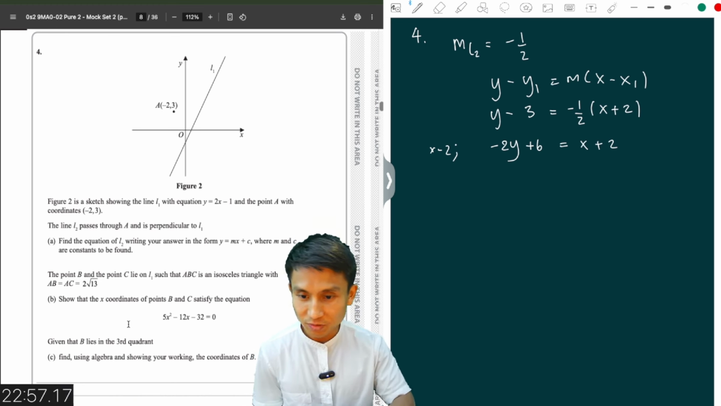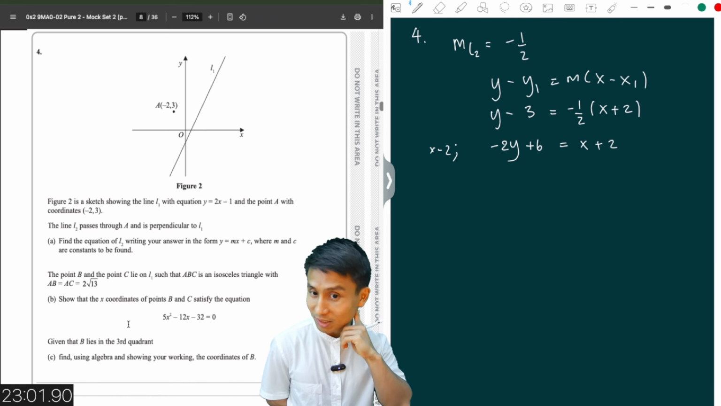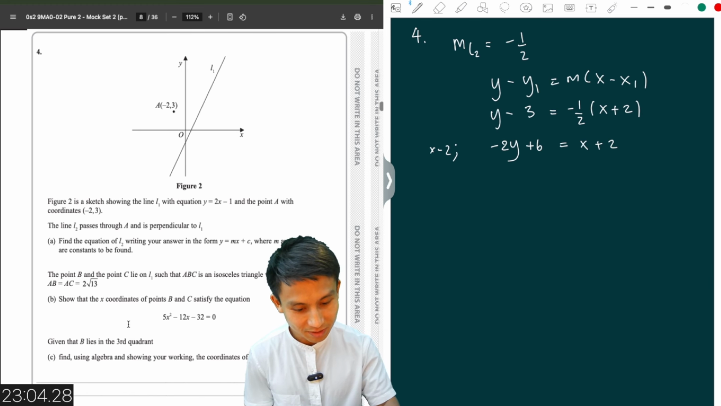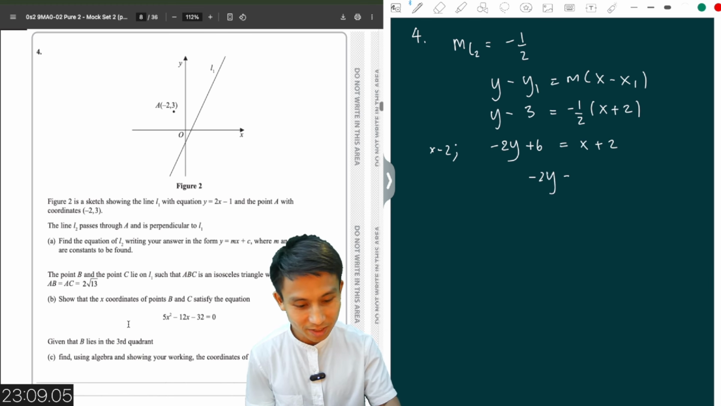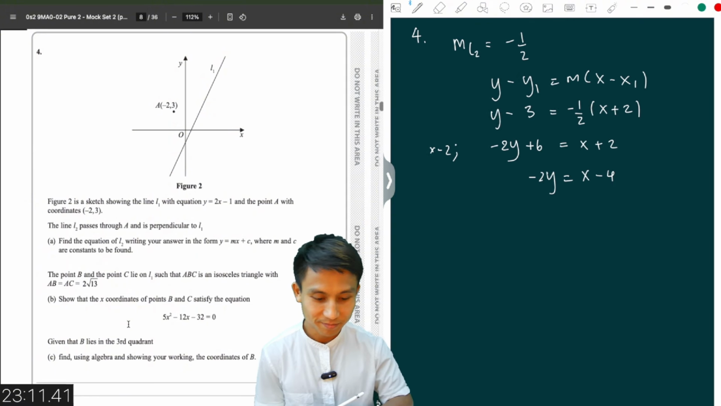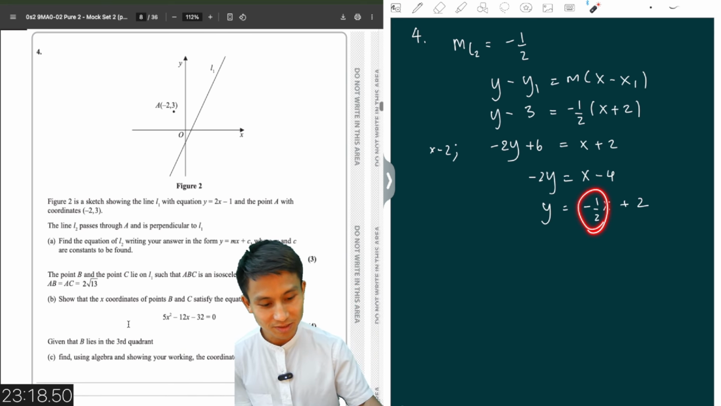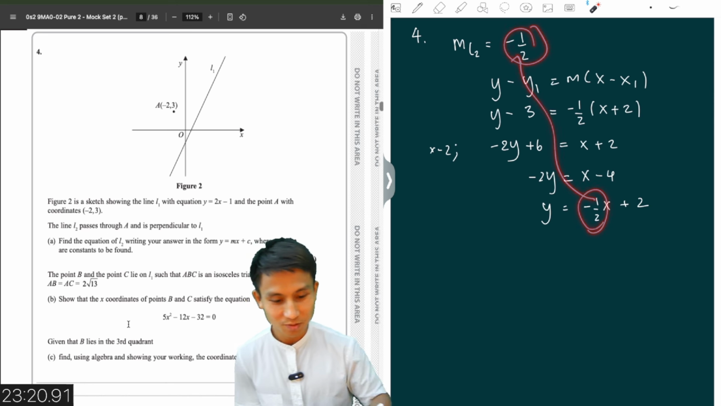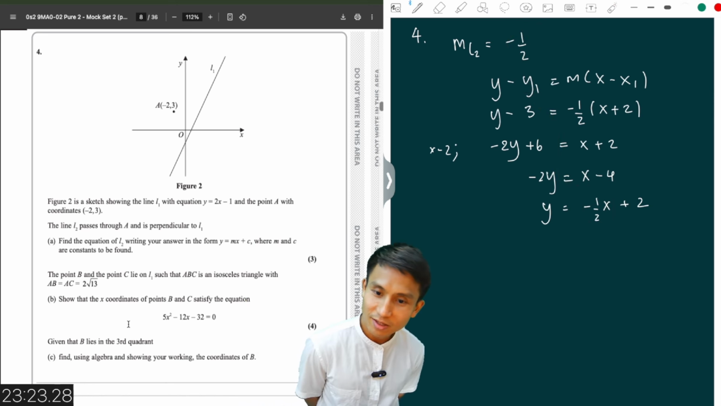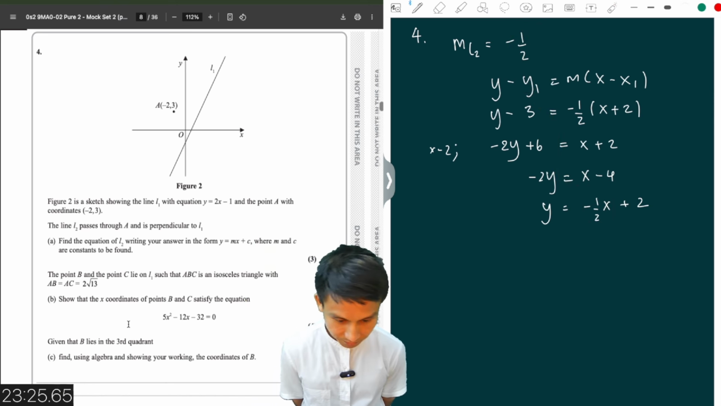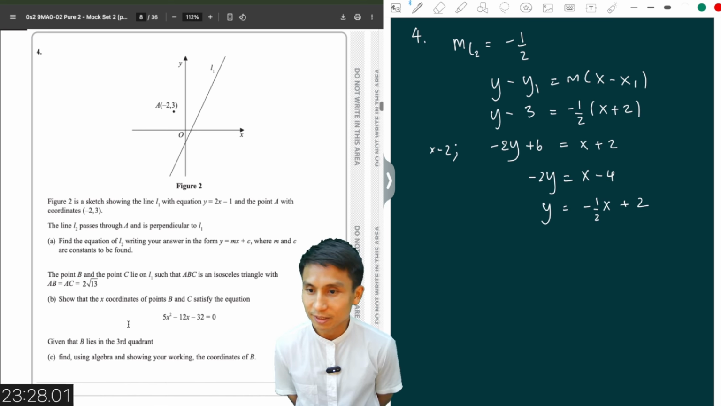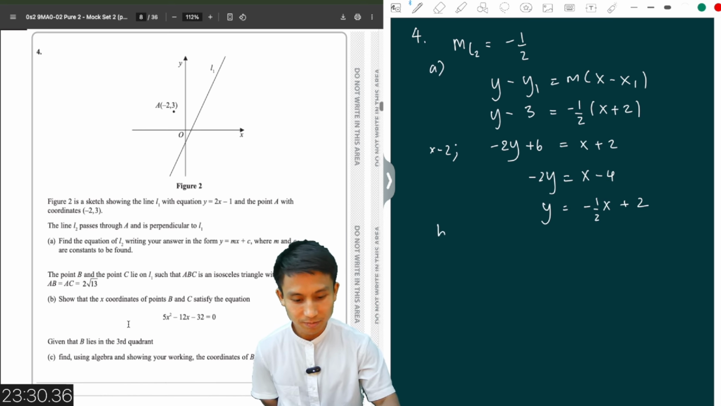So moving everything to the same side, we're going to make it y equals mx plus c. Oh, I shouldn't have done that, hang on. So -2y. Let's do 2y equals x minus 4. So y equals -1 over 2 x plus 2. And that makes sense because, as a sanity check, the gradient should be what we expect. Yeah, that is fine. That's part A there. Part B.